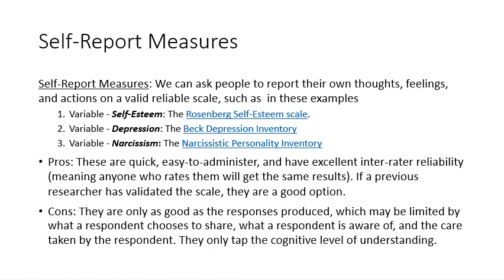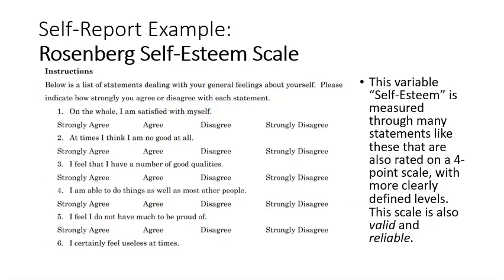But the cons is they're only as good as the responses produced, and that may be limited by what a respondent chooses to share. Some things a respondent might want to keep private, or even what a respondent is aware of. Someone might not realize, for example, that they're feeling angry, but they are. And there's the care taken by the respondent. They might rush through it and not take care in their responses, or they might have what we call response sets, certain patterns of responses that nevertheless aren't really accurate. And these only tap the cognitive level of understanding.